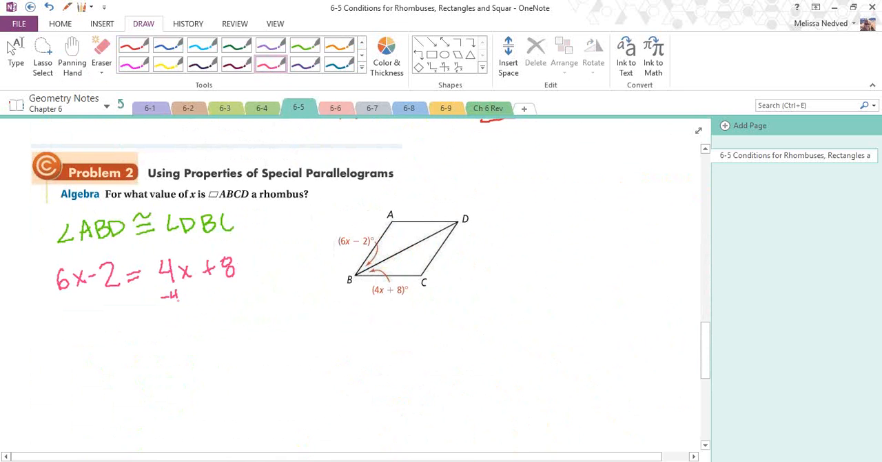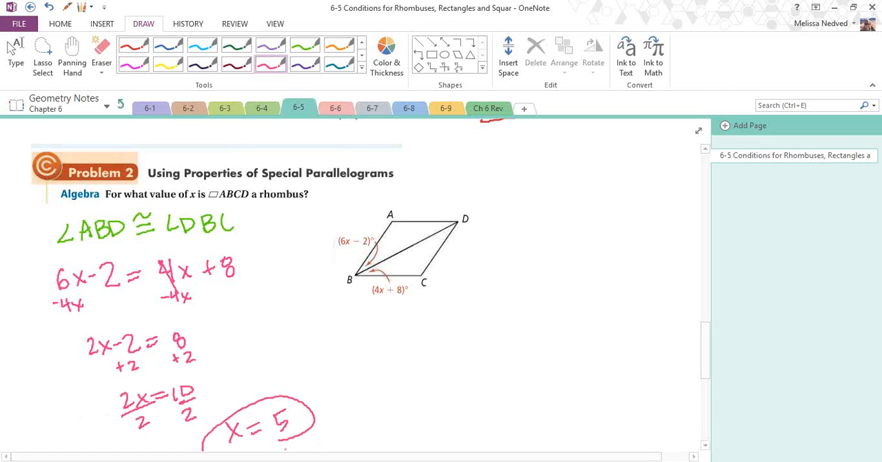Start by getting your x's on the same side, subtract 4x from both sides. 2x minus 2 equals 8. Add 2 to both sides. 2x equals 10. And lastly, divide both sides by 2. X equals 5. Always double check that you're looking for x and not the angle measure. In this case, it is asking for the value of x.